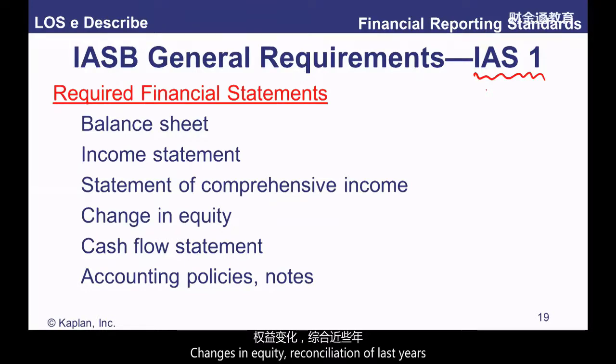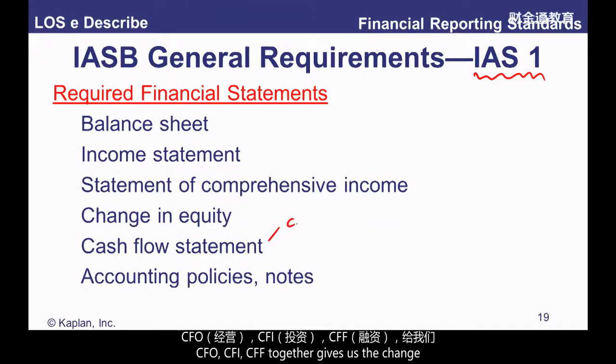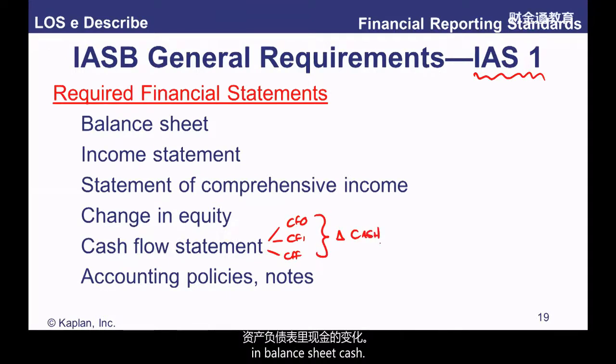Changes in equity, a reconciliation of last year's balance sheet equity to this year's balance sheet equity. The cash flow statement, a reconciliation of the change in balance sheet cash from last year to this year, splitting it into our three classifications, our CFO, our CFI, and our CFF. Together, they give us the change in balance sheet cash. And of course, accounting policies and notes as well, the footnote disclosure.